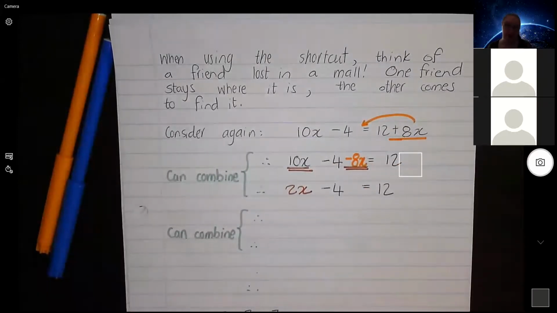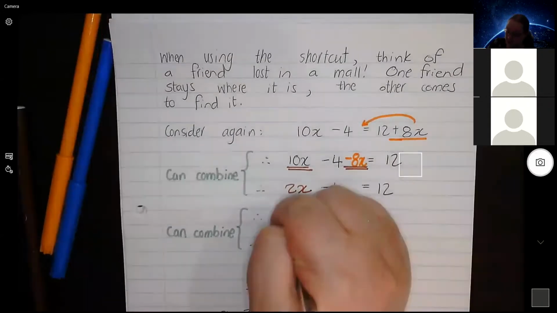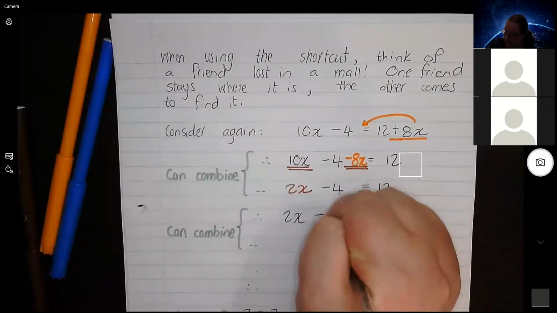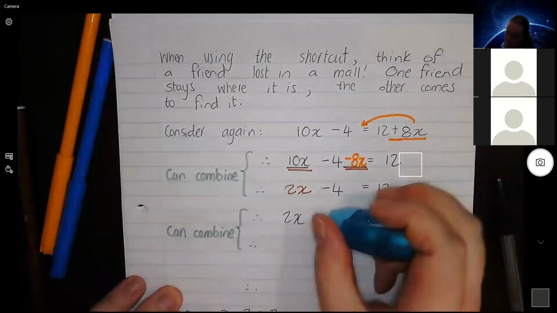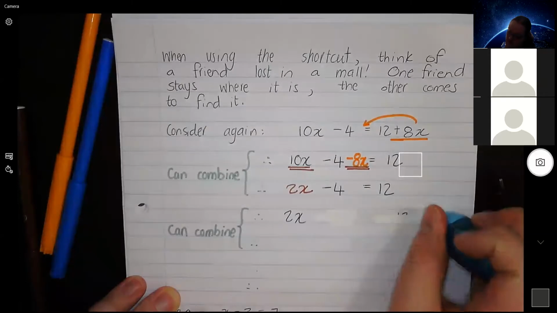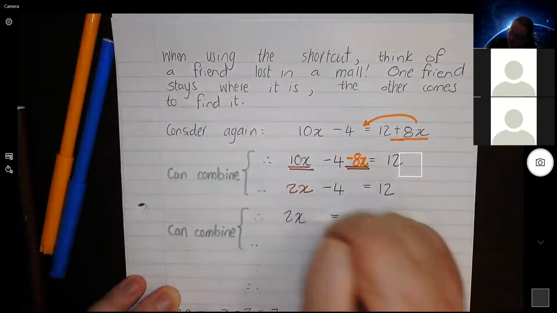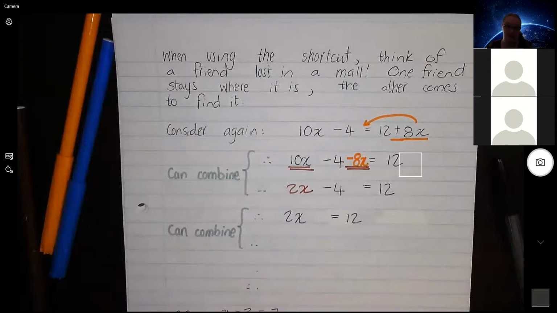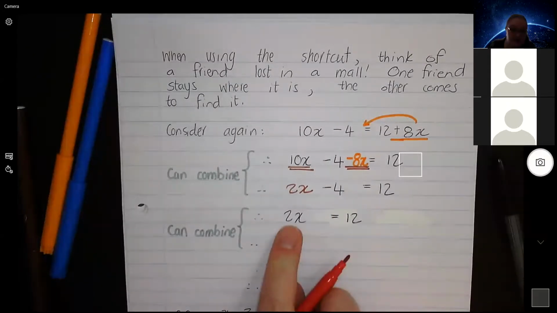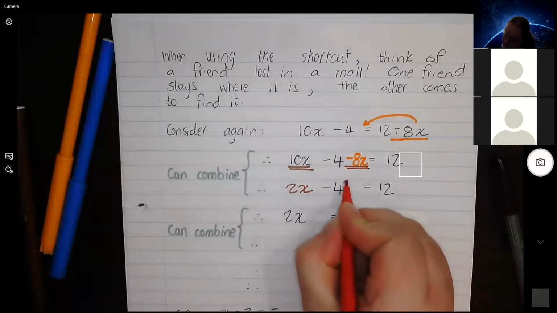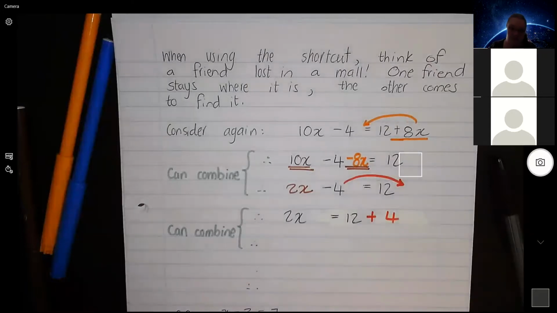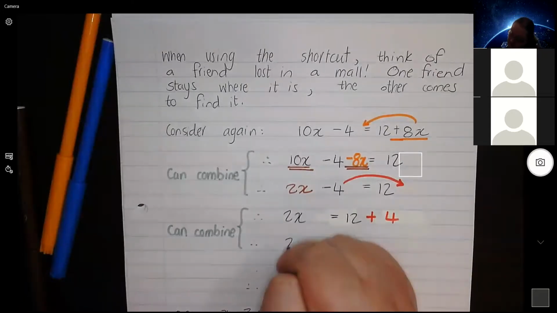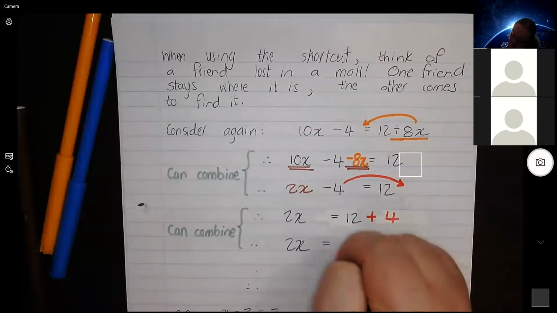Okay, but again, I want my x's alone on one side. So what I'm going to do is I'm going to take the -4 because I want the x alone. I'm going to take the -4 and kick it over. It's going to become +4. Okay, so now I have 2x equal to 12 plus 4 is 16.